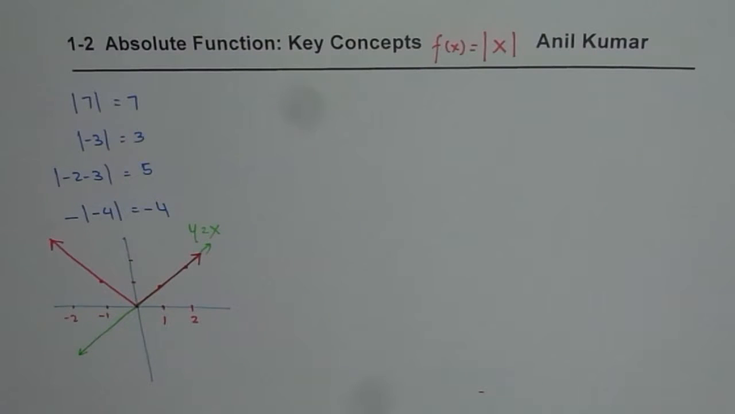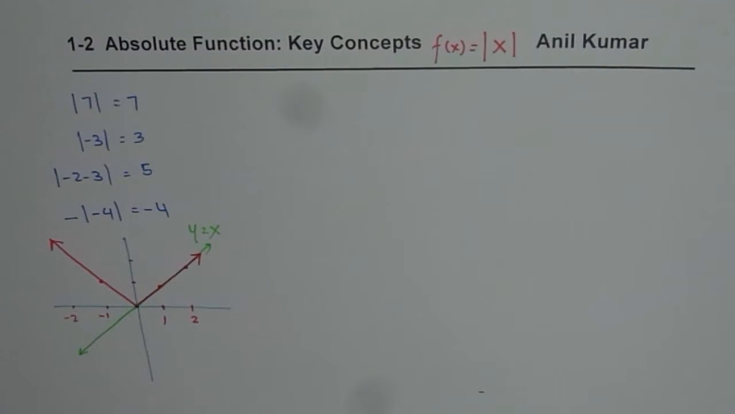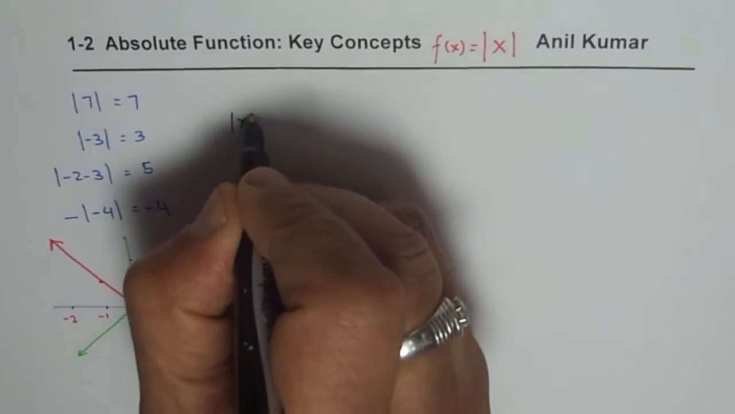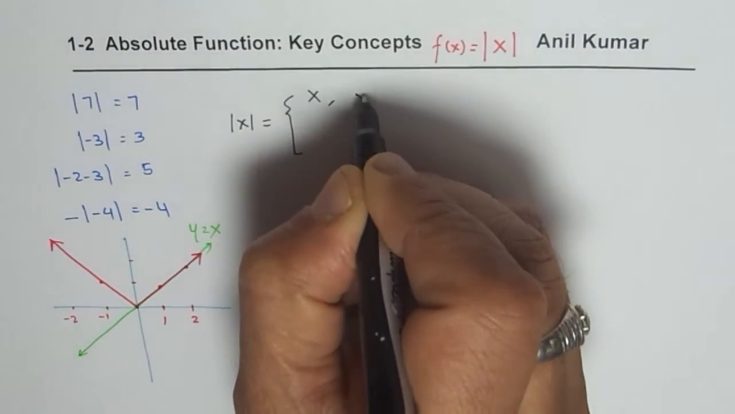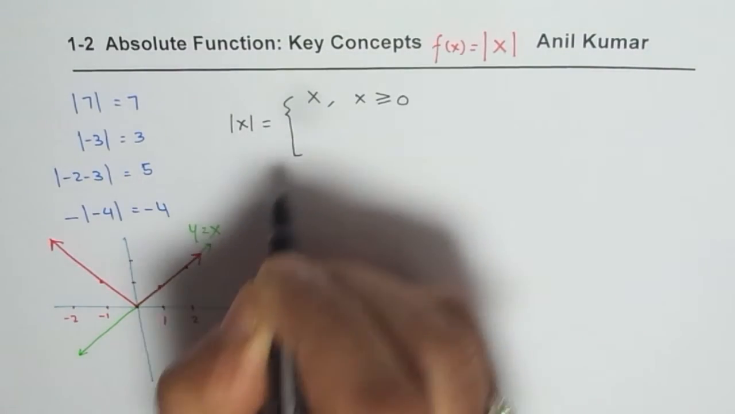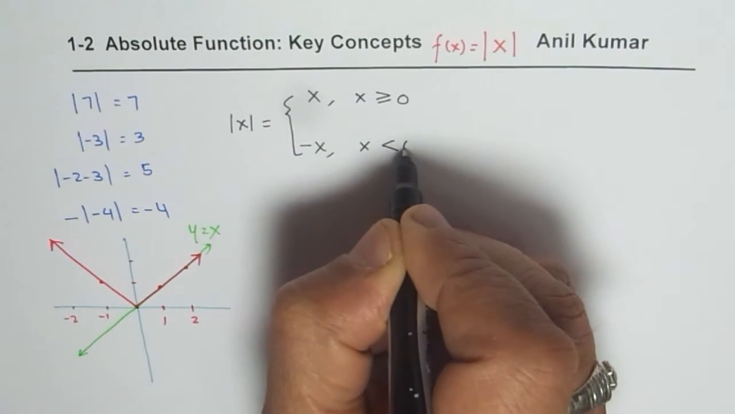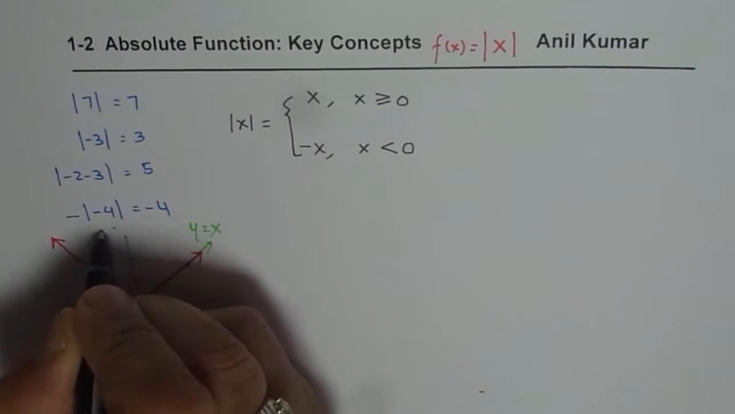And now let me define it in terms of a piecewise function. We can say this absolute function can be written as a combination of two pieces. So we say the absolute value of x is equal to x if x is greater than or equal to 0. However, it is equal to minus x if x is less than 0, right? That is what you see. So that becomes the absolute value function.